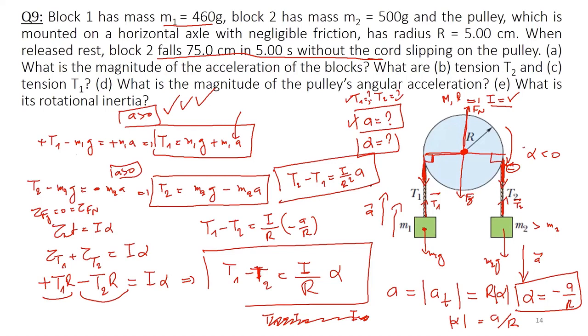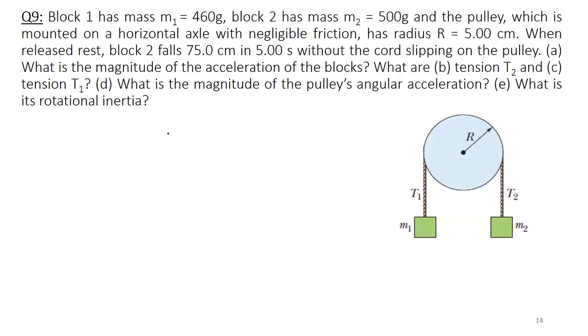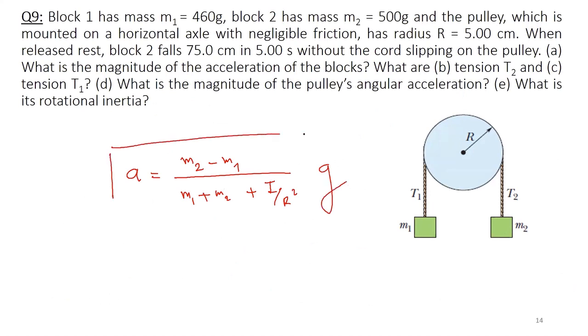And so let me just write this. This is the final answer. And as you are writing, you are marking yourself present. At the end of the day, I will find A is equal to M2 minus M1 divided by the total mass, M1 plus M2 plus the moment of inertia divided by R squared, multiplied by G. So this is the final answer.